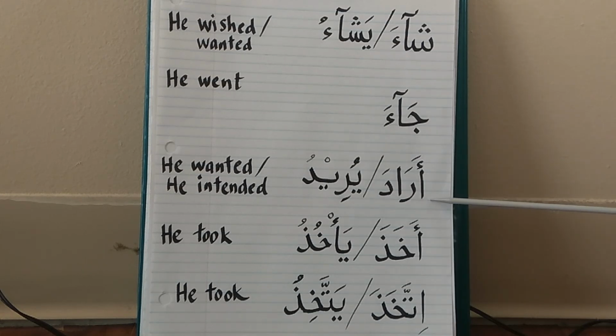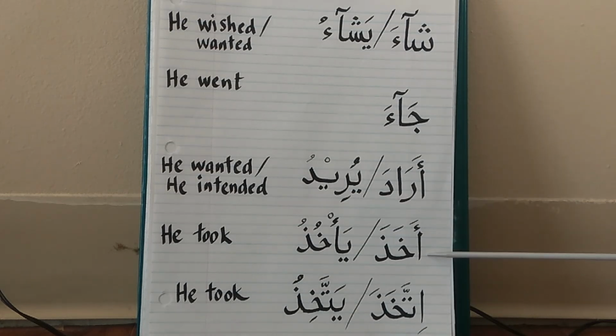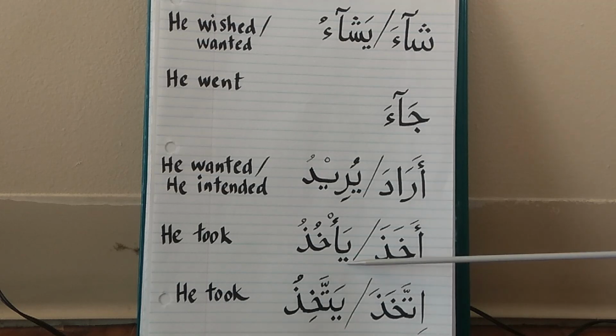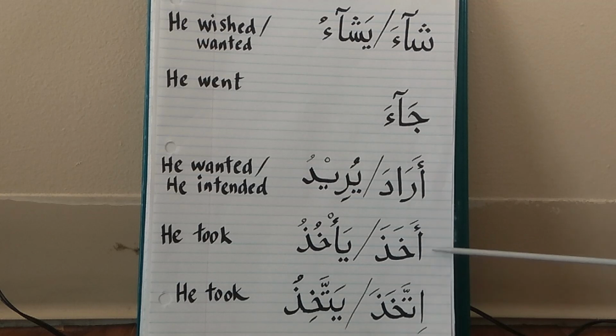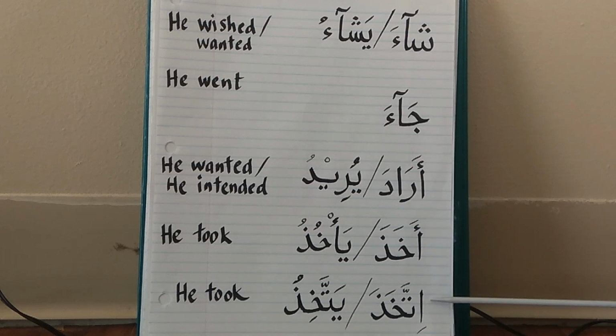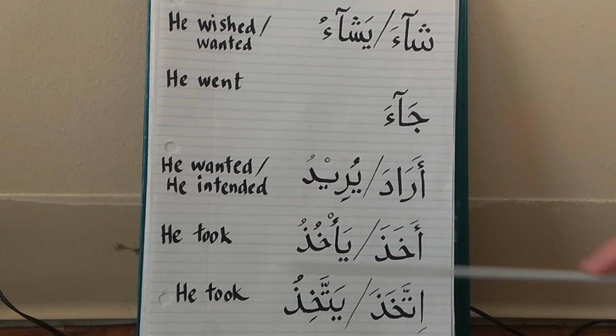Arada means he wanted or he intended. It has present tense yuridu. Akhada has present tense ya'khudu, and ittakhada has present tense yattakhidu. They both look similar and they sound similar, and they basically mean the same thing. They both can be used to translate as he took.